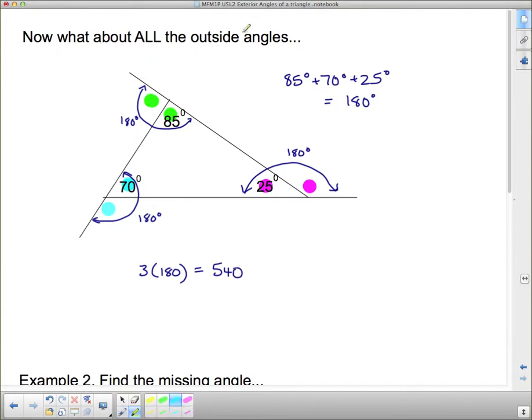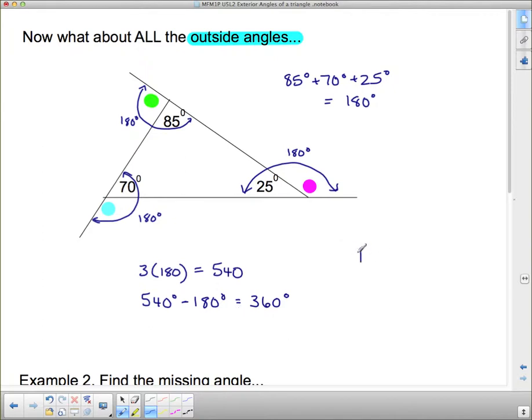But wait a minute. I said all the outside angles. I don't want the inside ones. I don't want this one, or this one, or this one. So I have to take them away from that 540. What did those things add up to? And it doesn't matter what they are, we added them all up to see if they're 180 degrees. In every triangle, they're going to add up to 180 degrees. In every triangle, we have these three angles that all add up to 180. So in every triangle, when I take the interior angles away from all of the angles, my exterior angles are going to add up to 360 degrees because I've got 540 minus 180.